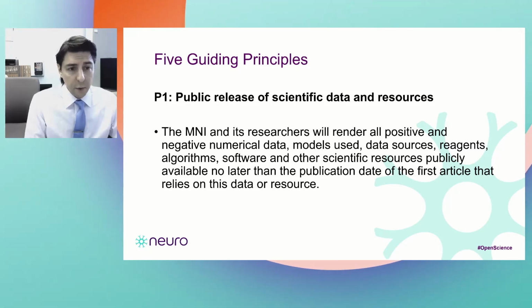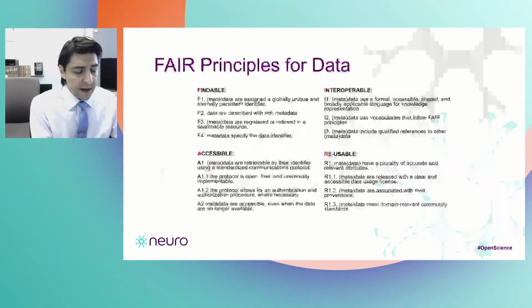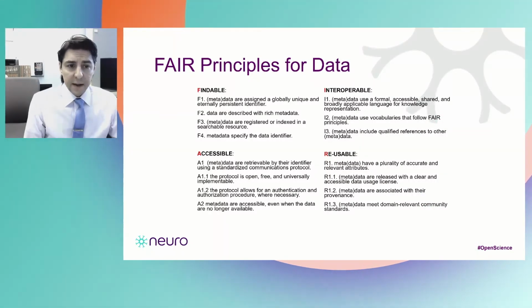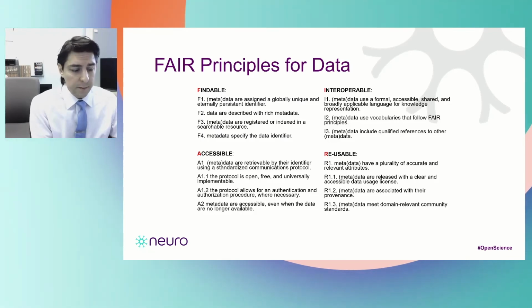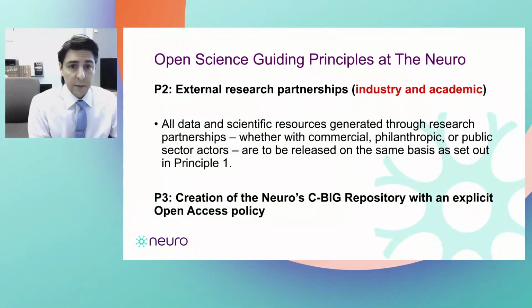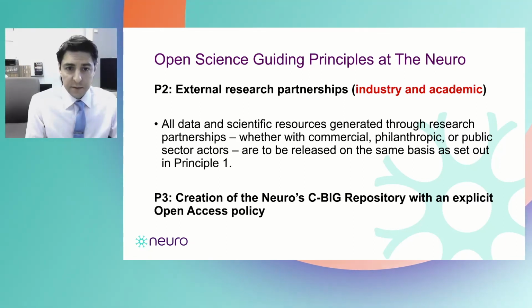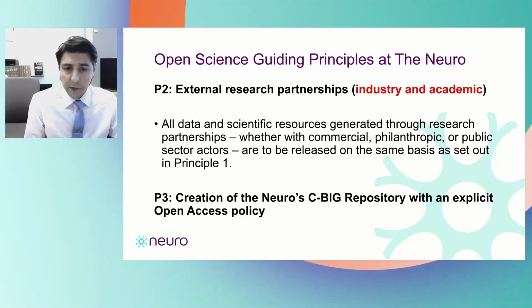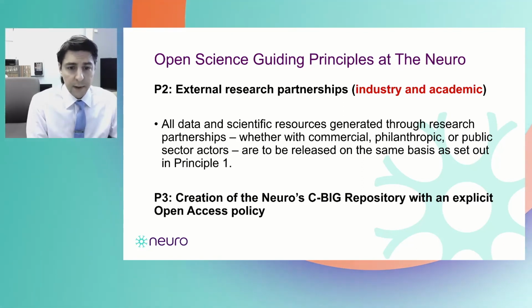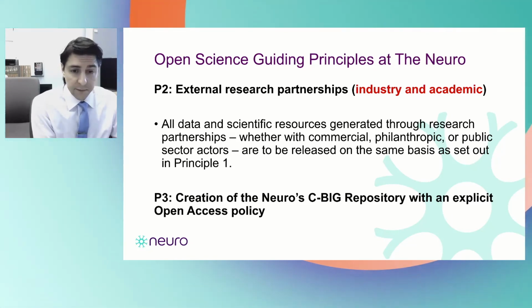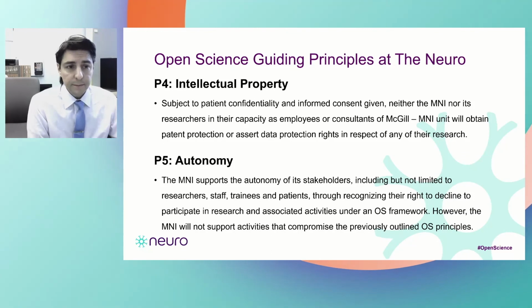The first is, of course, the public release of scientific data. And this data must adhere to the FAIR principles, meaning that it's findable, accessible, interoperable, and reusable. All of our research partnerships, both industry and academic, are performed in an open capacity. And we're going to touch back on that a little bit later. Indeed, the creation of the CBIG repository was one of the founding principles of open science here at the Neuro.